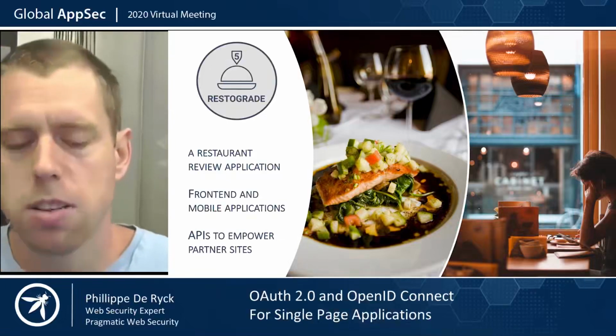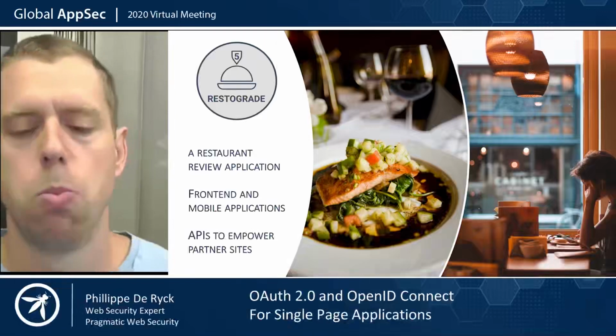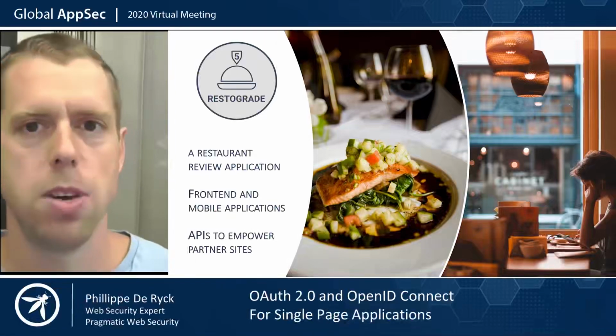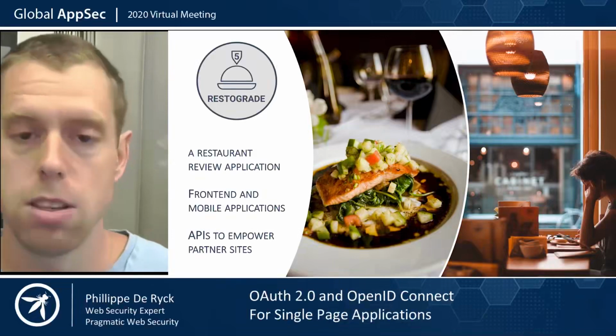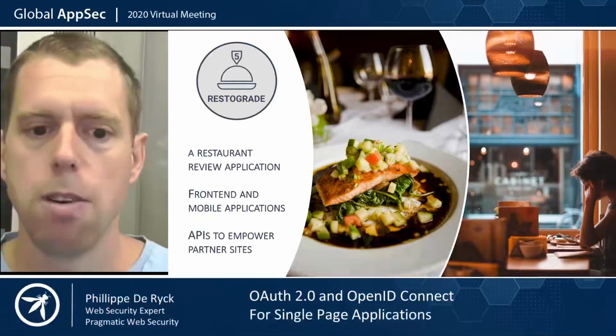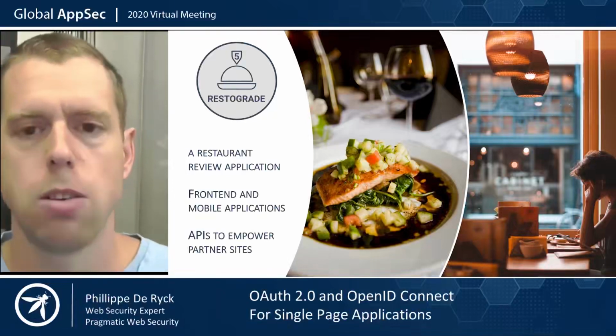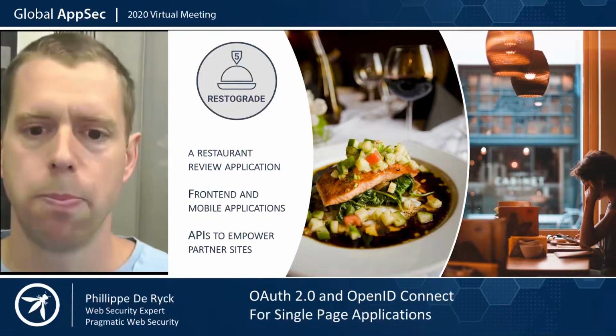And what's important here is that the APIs are exposed to partner websites, allowing them to build applications around Restaurate's APIs. That's essentially the use case for OAuth and sometimes OpenID Connect as well. Before we dive into details, I want to give you a small introduction to OAuth and OpenID Connect, just so we're on the same page.